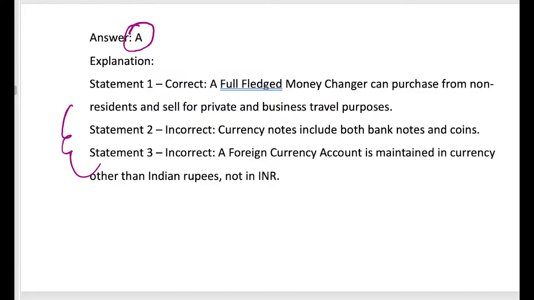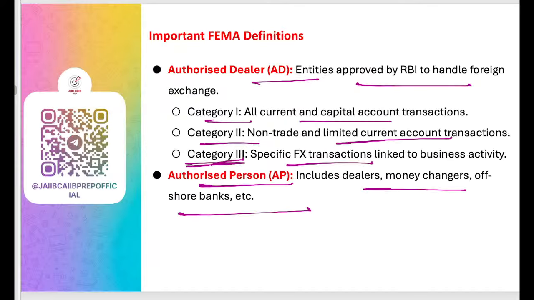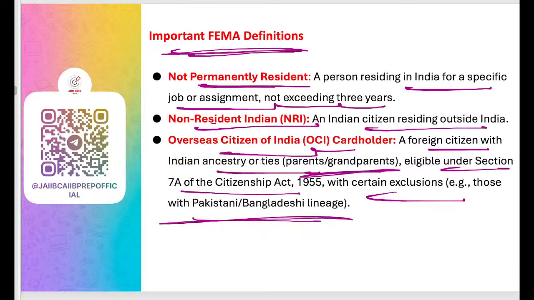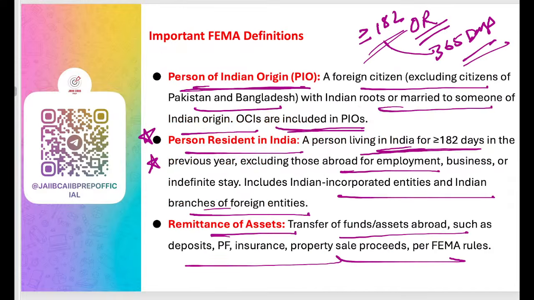So we have authorized dealers category 1, 2, 3 and FFMCs who generally facilitate this particular market. So I have kept short notes, so you can go through all of them, they'll help you.